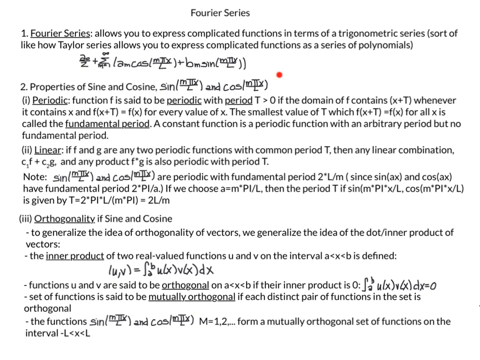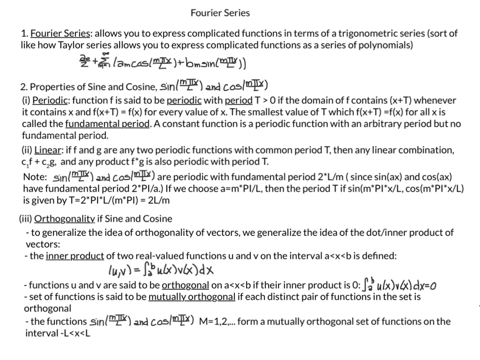Our properties of sines and cosines: first, we found that it was periodic, as you know. Our period was called T, and the formal definition of being periodic is that f of x plus T is equal to f of x for every value of x. And the smallest value of T for which this is true is called the fundamental period. We need to distinguish that because any multiple of T is also a period.